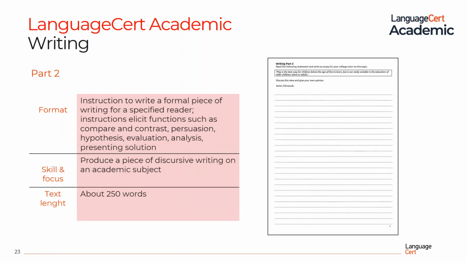Part 2 requires candidates to write a formal piece of writing for a specified reader. Instructions may elicit functions such as compare and contrast, persuasion, hypothesis, evaluation, analysis, or presenting a solution. Candidates need to produce a piece of argumentative writing on an academic subject. This part requires them to produce a text of about 250 words.